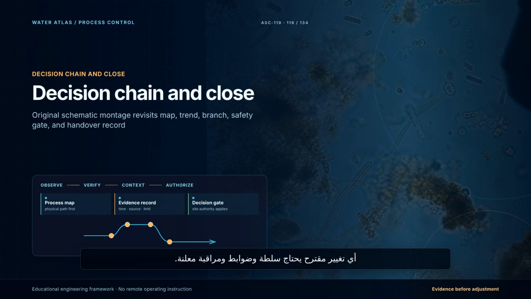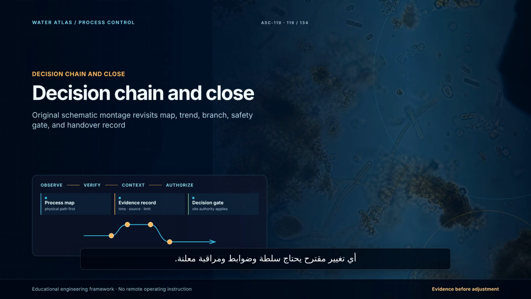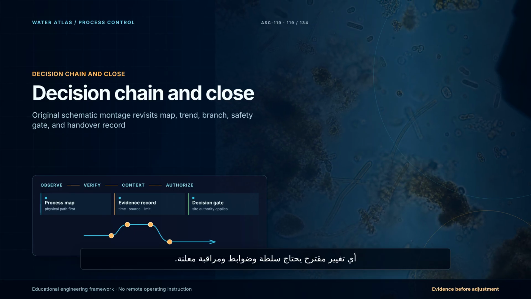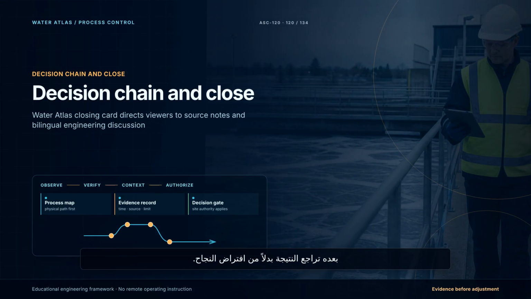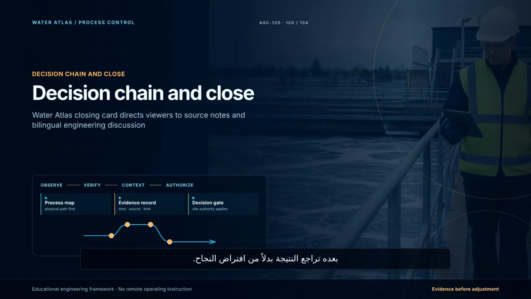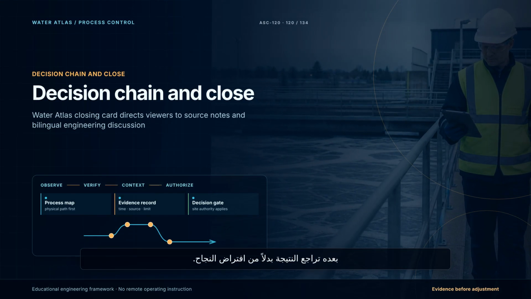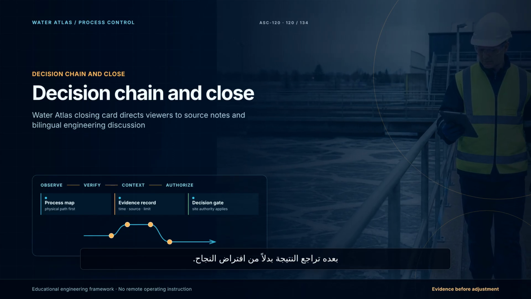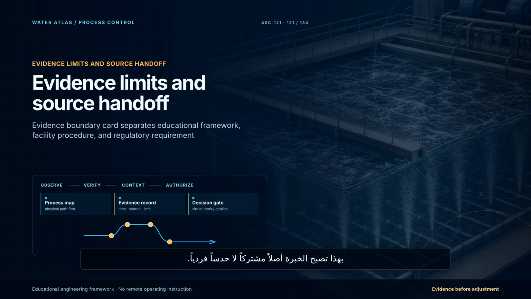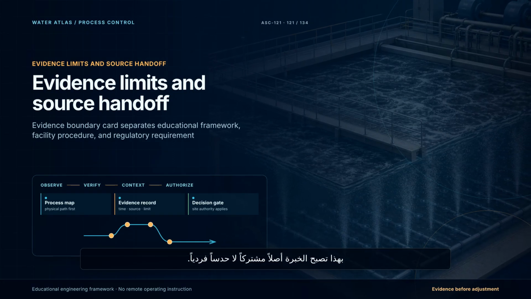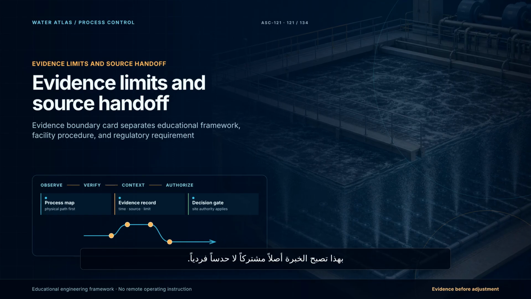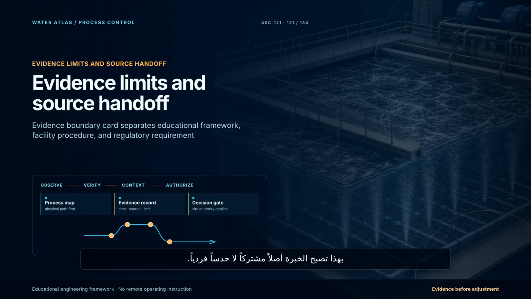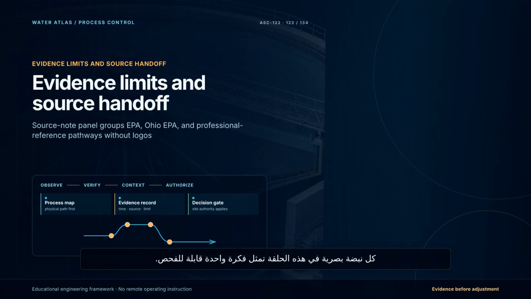Fifth, escalate within the facility's authority structure when a risk, uncertainty, or required response is identified. Sixth, act only through approved controls. Seventh, review the outcome and document what changed. This chain does not eliminate complexity. It makes complexity manageable and auditable. Notice that the chain does not begin with a knob, a valve, or a dosage. It begins with evidence. That is the habit this episode is designed to reinforce.